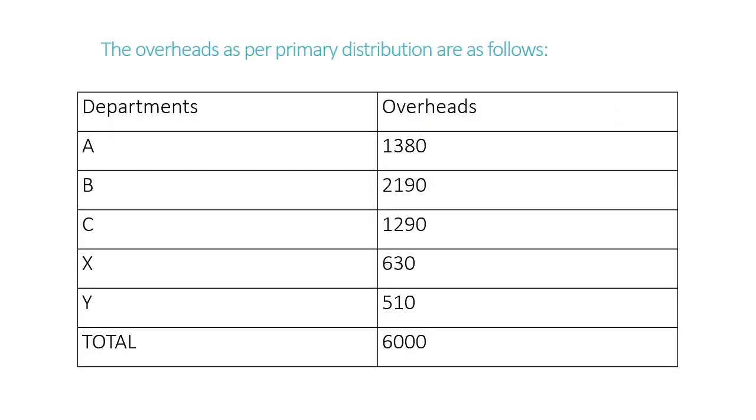In this session, let us work out a problem on the repeated distribution method. The overheads as per primary distribution are as follows for the different departments A, B, C and X, Y. A, B, C are production departments, X and Y are service departments. The overheads as per primary distribution are given.